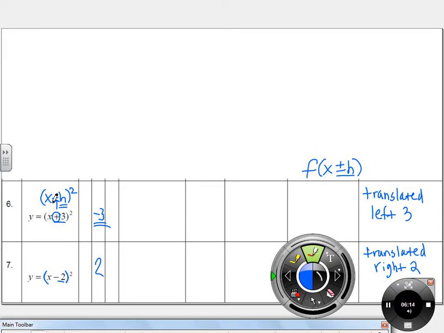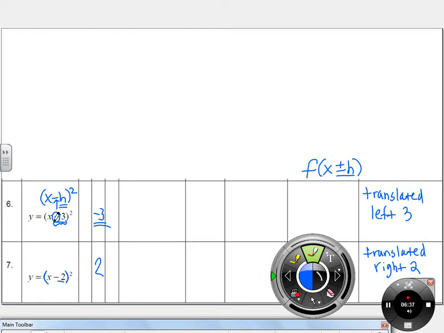So the H value is telling you exactly what is happening. Minus 3 is left 3 and positive 2 is right 2. But it doesn't look like a minus 3 when you just glance at the equation because you have to understand how they built it. And they didn't build it that way to be confusing. They built it that way so that when you pick out the number, it is telling you the correct translation. Okay? Any other questions about that?